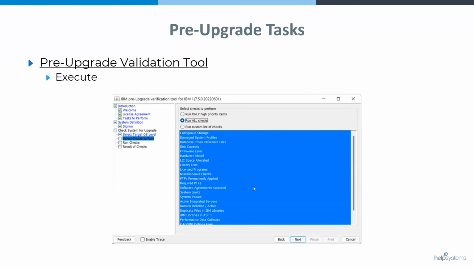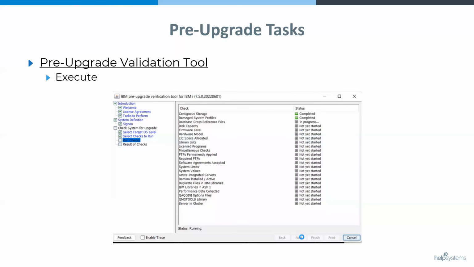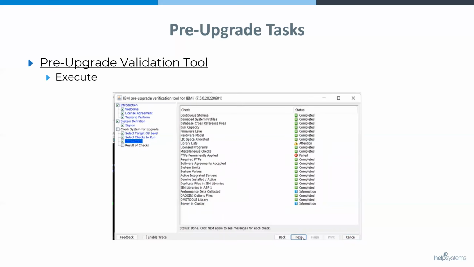Selecting next allows you to specify which checks you want to do. In our instance, we're going to select all checks, and a screen will be presented. This tool will go out to the IBM i partition and do these examinations on our behalf. When it's complete, you get a stoplight: green, yellow, red.